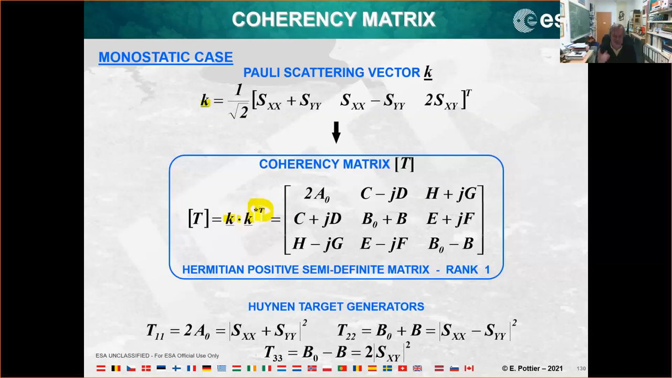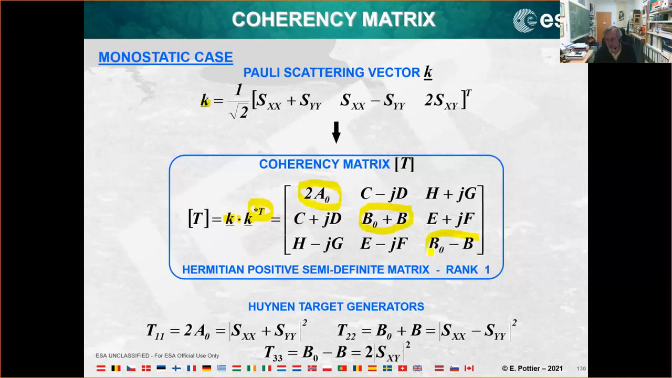What is also important is that I have written here this coherency matrix versus the Huynen parameters. So if I want, I can also provide some physical interpretation of the components of this matrix, according to the physical interpretation Huynen provided to us. And something which is very important are the three elements of the diagonal.